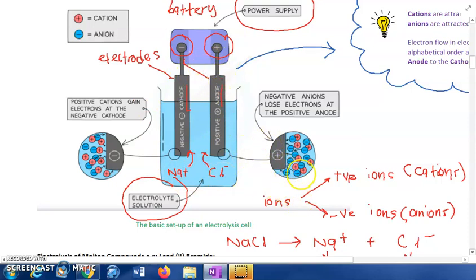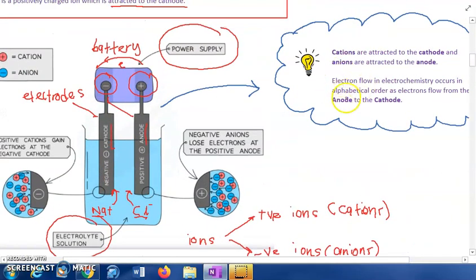Once we can break an ionic compound into ions, so for example here I have the Na+ and the Cl-, once the Na+ is attracted to the cathode and the Cl- is attracted to the anode, there will be a transfer of electrons happening inside this electrolysis cell. And this transfer of electrons actually happens from anode to cathode. Okay, so electrons flow from anode to cathode. It's very important to remember this. Electrons flow from anode to cathode.